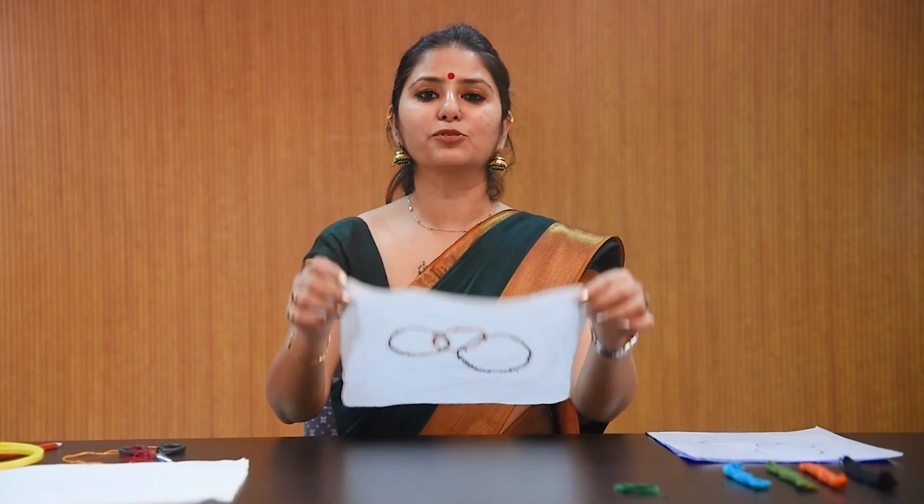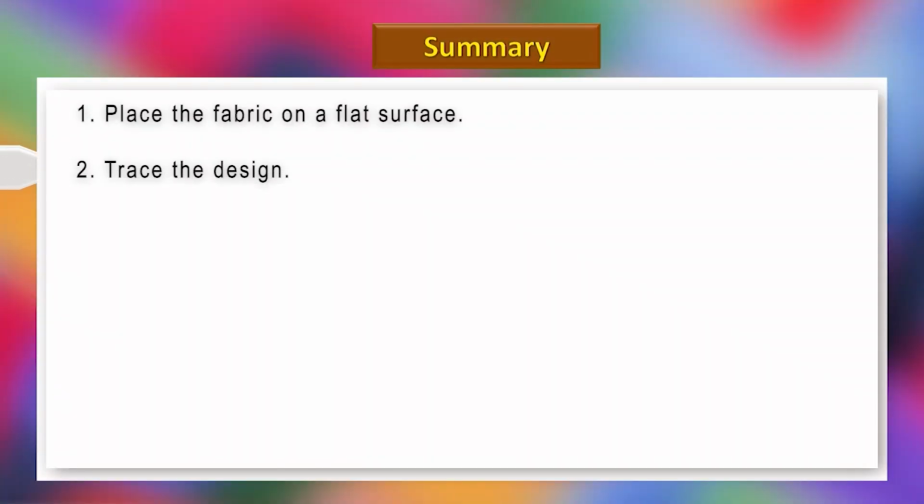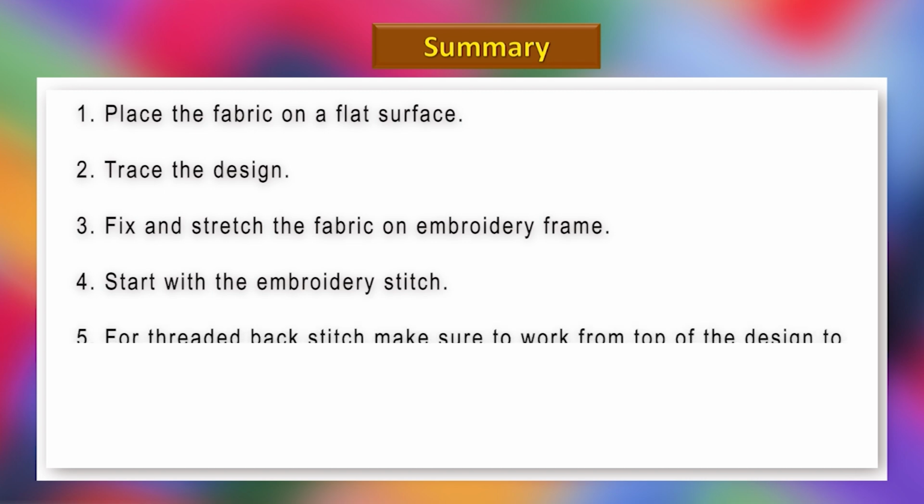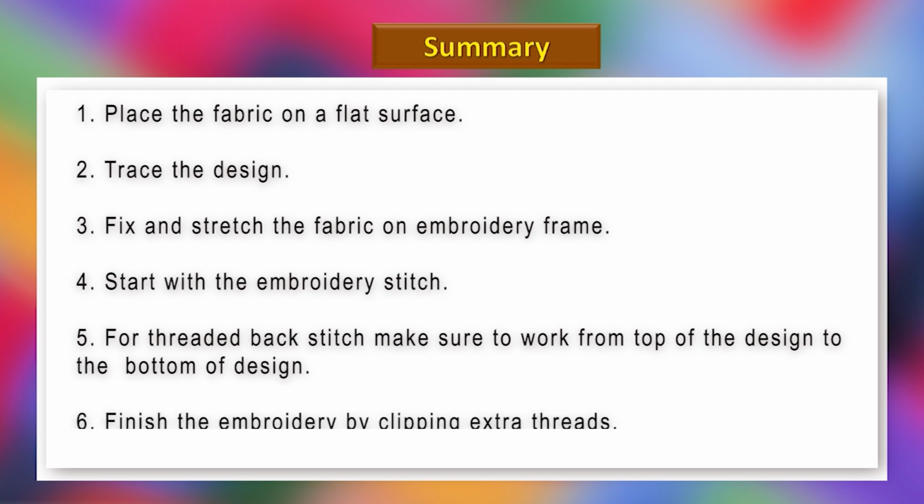So it is the time to summarize the embroidery. First, place the fabric on a flat surface. Second is trace the design. Next step is fix and stretch the fabric on embroidery frame. Next is start with the embroidery stitch. For threaded back stitch, make sure to work from top of the design to the bottom of design, and last is finish the embroidery by clipping extra threads.